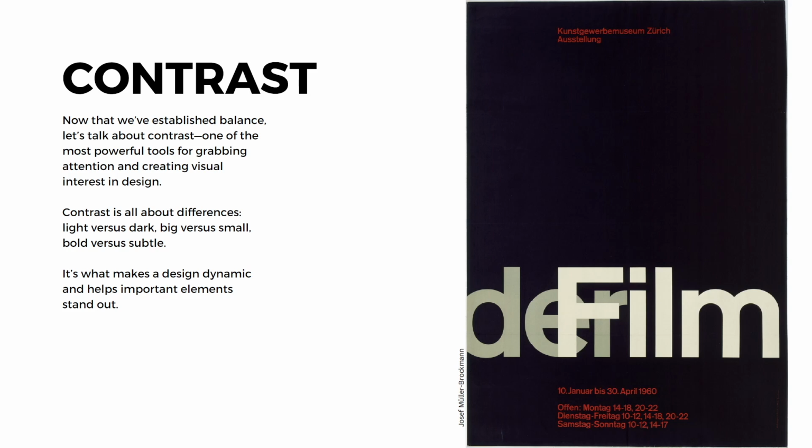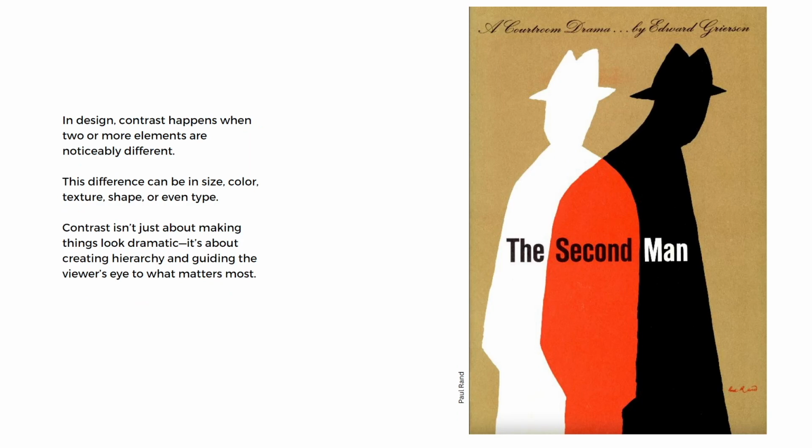Anything that's going to have a sort of 0 to 100 balance between the two, that's going to be our friend contrast. It's going to be that which makes design more dynamic, and it's going to help important elements stand out. So in design, contrast happens when there are two or more elements that are noticeably different, like in this book cover design that I have here in our illustration.